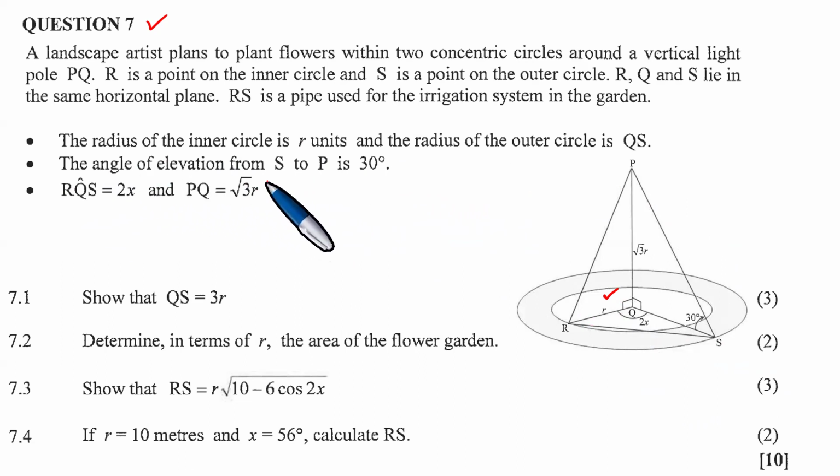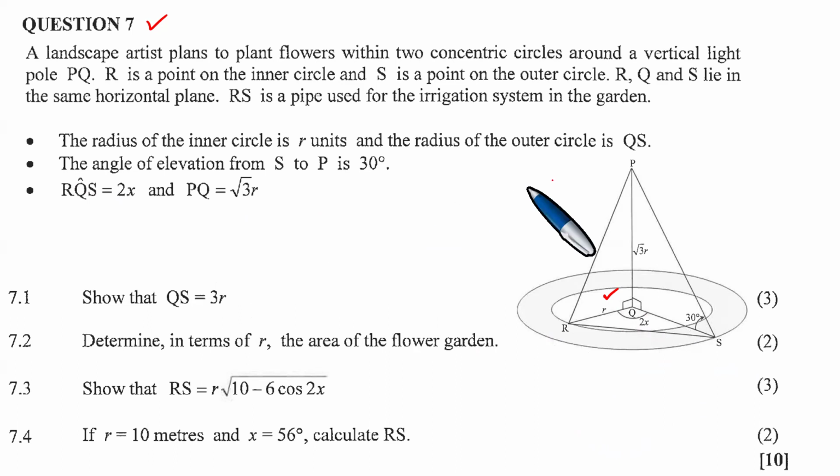The angle of elevation from S to P is 30 degrees. Angle RQS is 2x. You can see the 2x here.